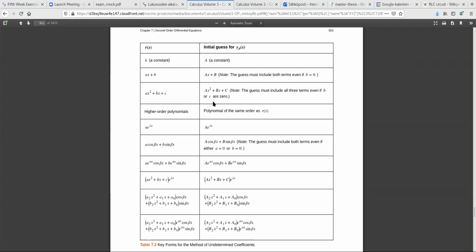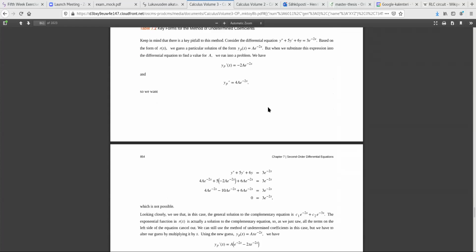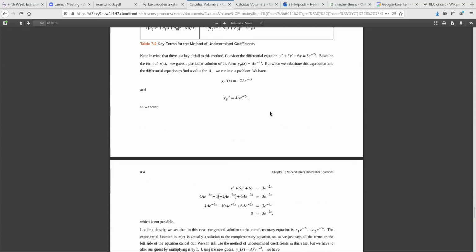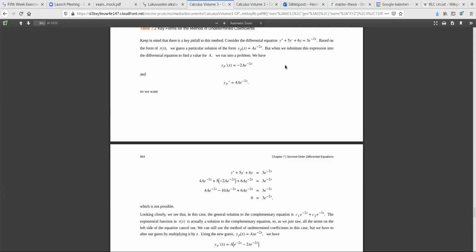So here are some of the initial guesses for that. The thing is, sometimes a problem arises if we guess a particular solution, where our attempted particular solution is in fact one of the solutions to the homogeneous equation.